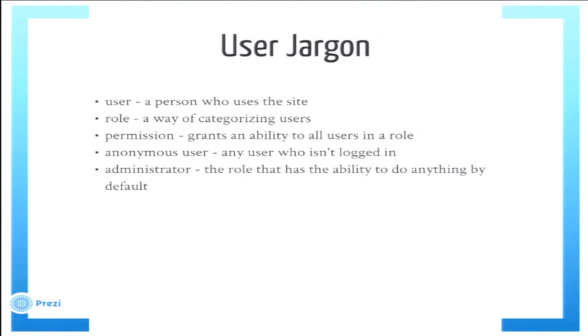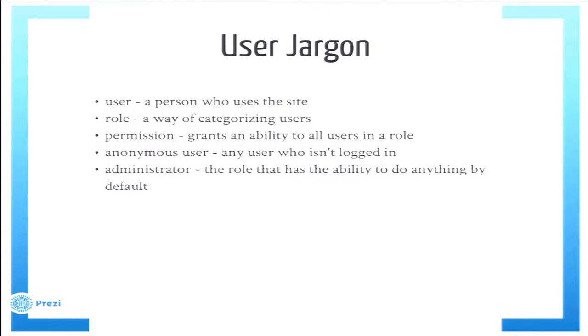All right, so then on to user jargon. So user, I thought actually for a while before I settled on this kind of half-baked definition. A user is a person who uses the site. Wow, yeah, that's revolutionary, isn't it? A role is a way of categorizing your users. And a permission basically grants an ability to all users who are in a role, who have a role. So what this means a lot of the time is you frequently use roles like content editor, who maybe can approve content and can write content.